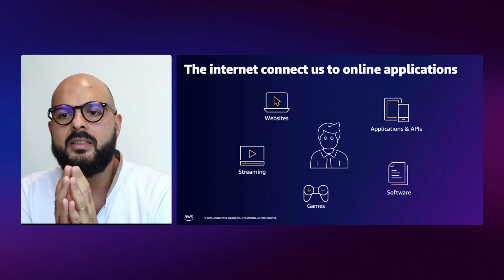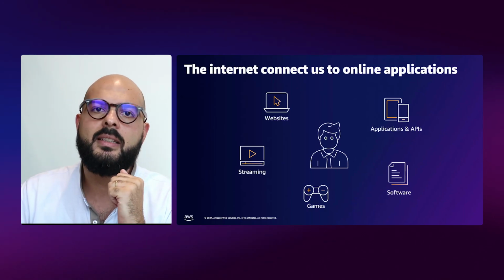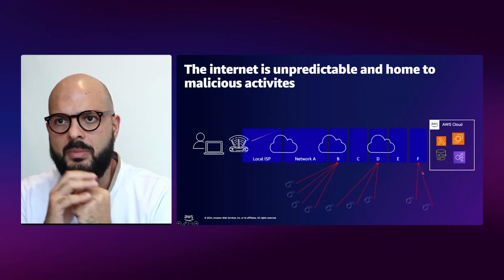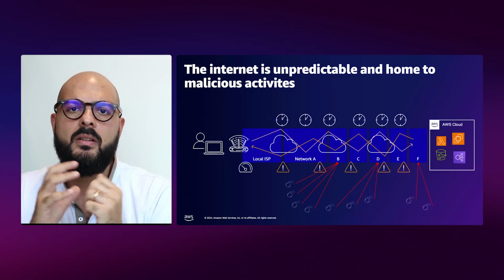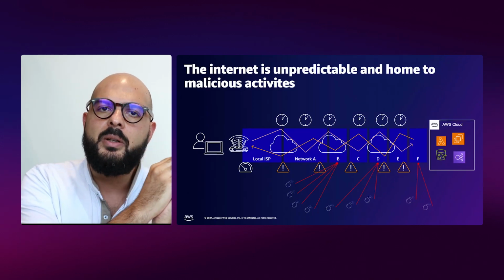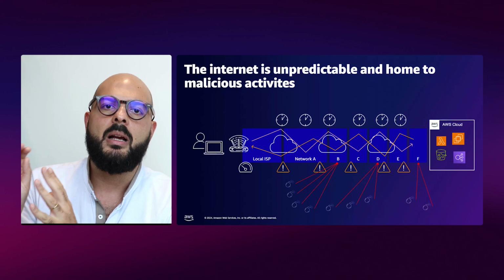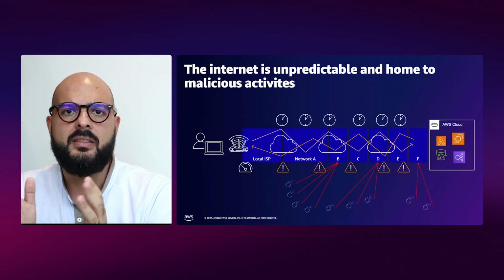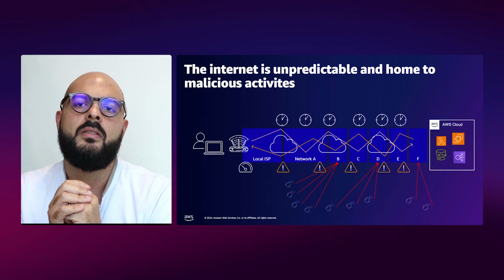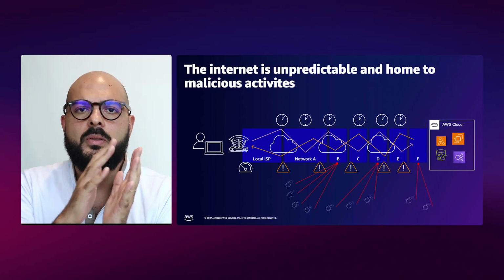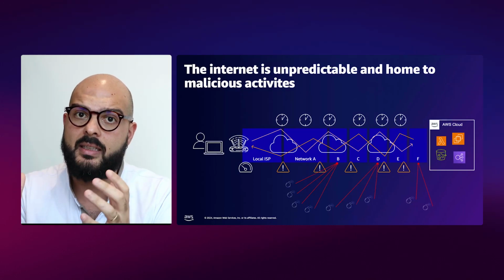So the thing is, to access those applications online, we need to go on the internet. And that's the challenge that we are going to talk about today. The internet is an unpredictable place. Before your request goes from your browser or your mobile to where the application is hosted, such as in the UAE region, Bahrain region, or in the future region in Saudi Arabia, it has to go through different networks, different hubs. And on that path, a lot of bad things can happen.